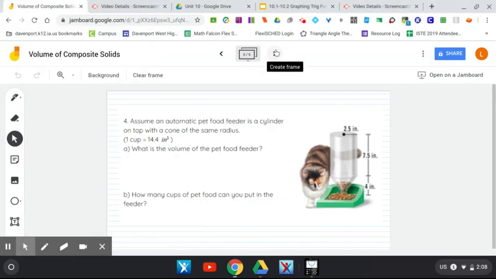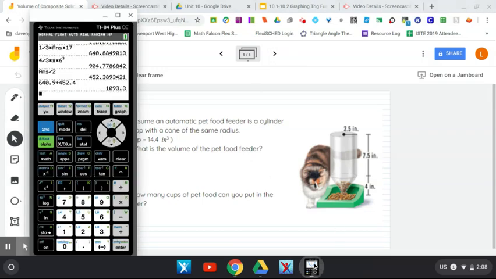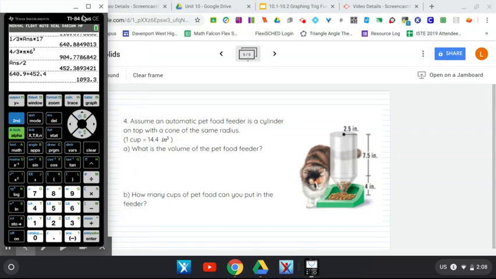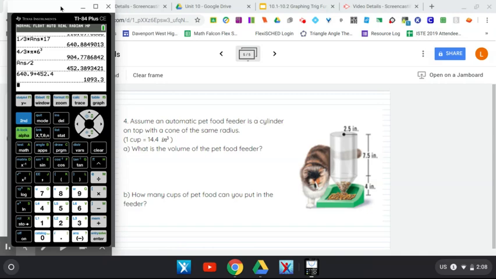All right, last one is an application problem. So let's make sure you read carefully. You do have a picture, so that does help. So assume an automatic pet food feeder is a cylinder on top with a cone of the same radius. So you have a cylinder and a cone put together to create this pet food feeder. So for part A, we want to know what is the volume of the pet food feeder.